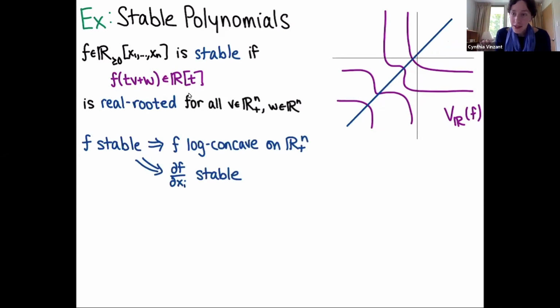One can check, just like with univariate polynomials, that if you have a polynomial that's stable, then it will be log concave on the positive orthant. And just like the derivative of a real-rooted univariate polynomial is real-rooted, the same happens with stable polynomials. If you take a stable polynomial and take a derivative with respect to one of the variables, you end up with another stable polynomial. Together, just like the univariate case, we see that we get something strongly log concave.